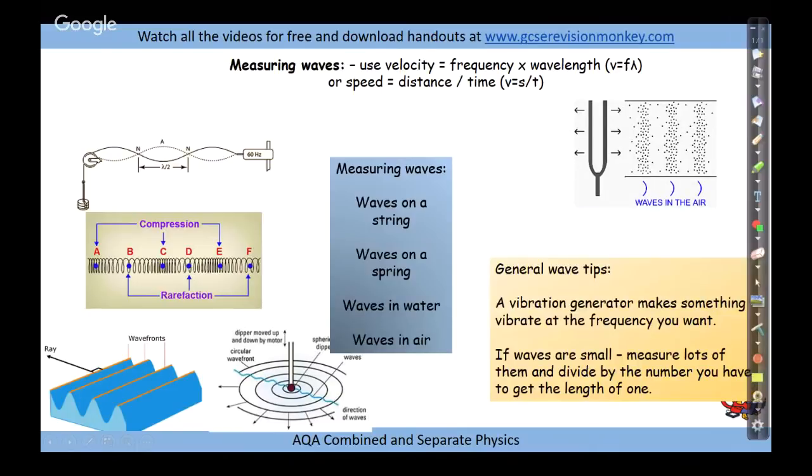Now, just a couple of tips about these. A vibration generator is used for lots of these. A vibration generator generates the vibrations you want at the frequency you want. So you can decide how quickly these things go backwards and forwards, and that's going to tell you the frequency of those waves. Now, if the waves are really small in any of these practicals, measure lots of them. Measure the length of lots of them and divide by the number you've measured to get the length of one of them. That's going to make your results a little bit more accurate.